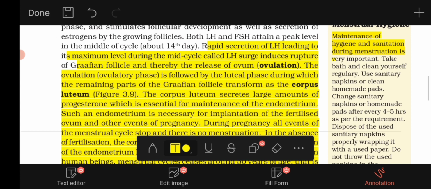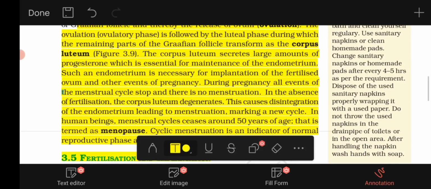This corpus luteum secretes a large amount of progesterone, which is essential for maintenance of the endometrium. Such an endometrium is necessary for implantation of the fertilized ovum and other events of pregnancy. During pregnancy, all the events of the menstrual cycle stop and there is no menstruation. In the absence of fertilization, the corpus luteum degenerates. This causes disintegration of the endometrium, because when the corpus luteum degenerates there is no secretion of progesterone. So there is no maintenance of the endometrium, and the endometrium sheds off and leads to menstruation, marking a new cycle.